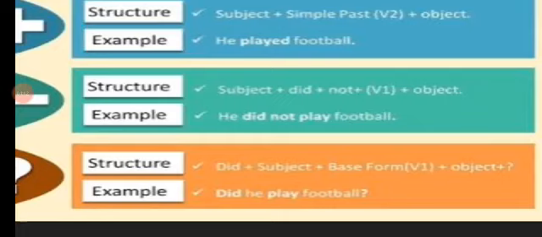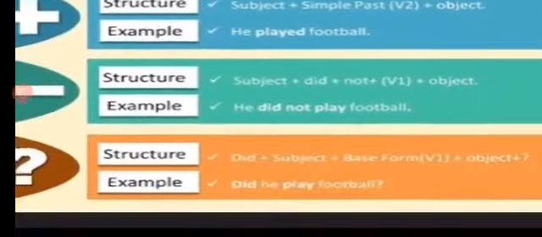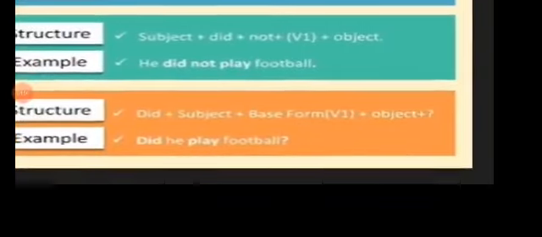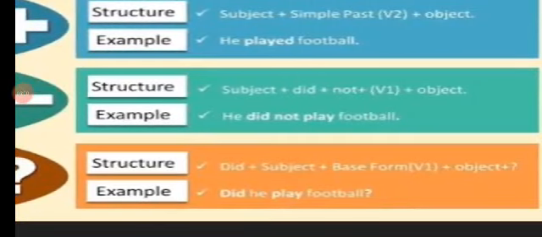Third is the interrogative, means making it a question. Whatever auxiliary verb has been used, it will come at the place of the subject and it will become a question. Did he play football? Question mark.